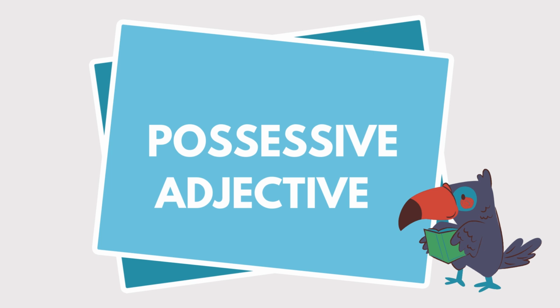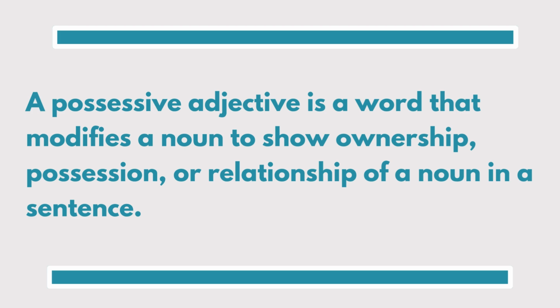Today we will be learning about the possessive adjective. Now, what is a possessive adjective? A possessive adjective is a word that modifies a noun to show ownership, possession, or relationship of a noun in a sentence. So when you hear ownership and possession, it is still the same thing. It just tells you that something belongs to a person or a thing. So it shows the relationship the noun has in a sentence.